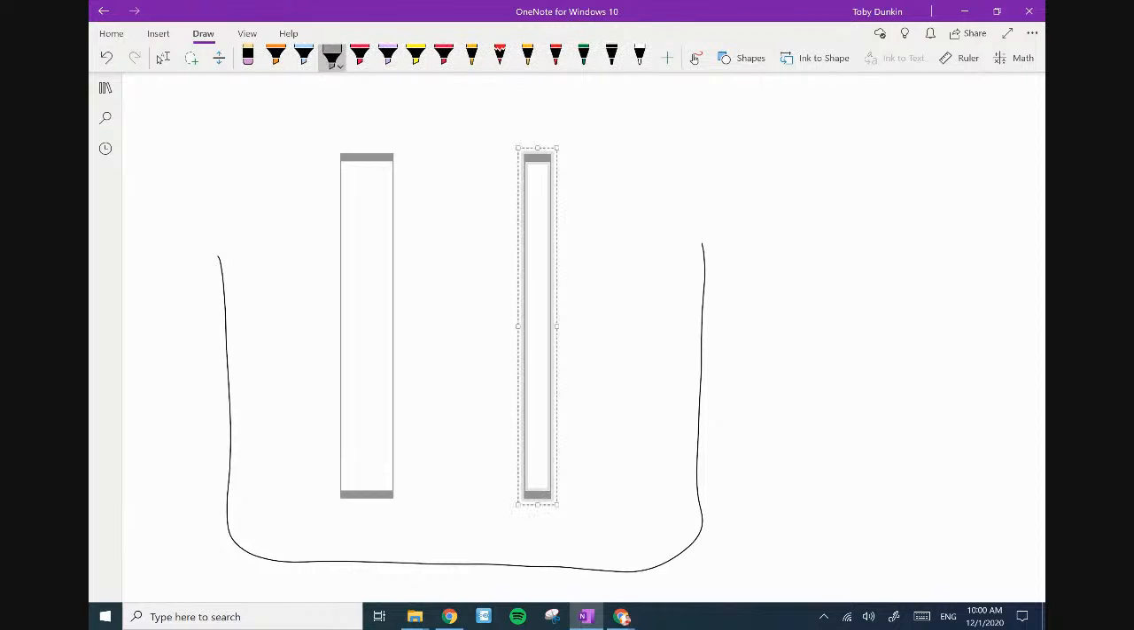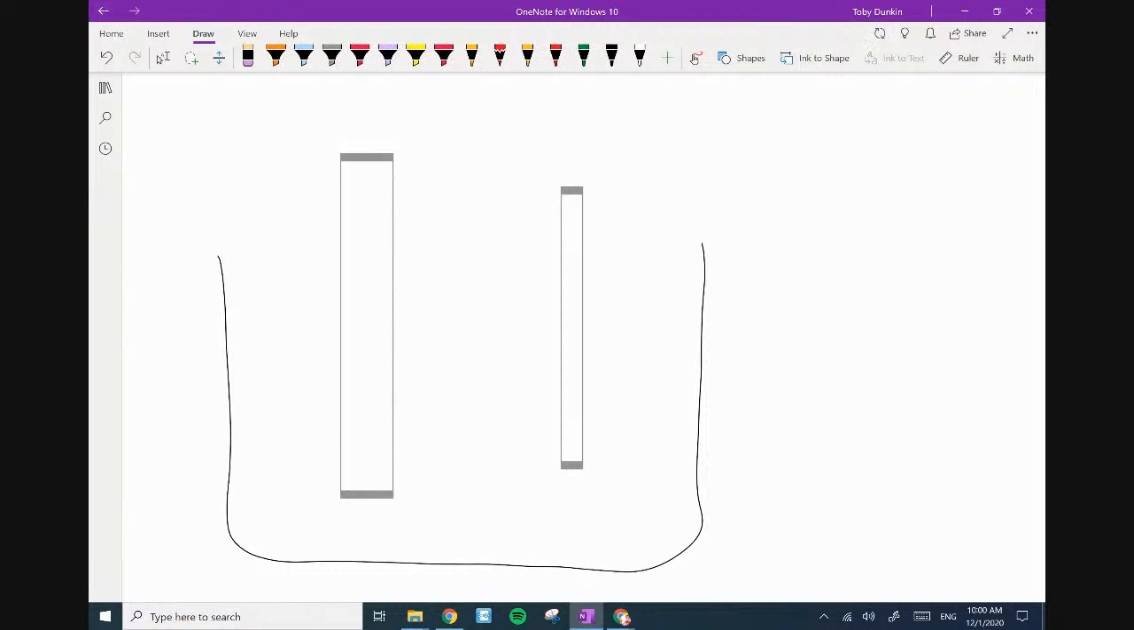Okay, so a couple of electrodes. Do you know what? I quite like the fact that I made them different sizes. It just means that we can tell them apart more easily. I think there's some value in that. Right, let's add our molten solution.